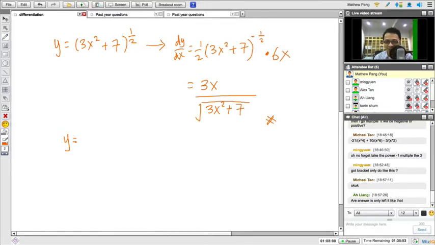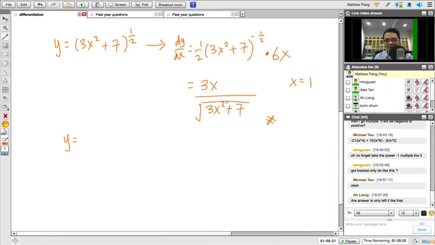The answer can just be left like that. Yes. Normally, if you ask about dy/dx, you can leave your answer like this. Of course, in the exam, they'll ask you to find a gradient. Then if they give you x equals 1, you're going to substitute x equals 1 into the whole equation. Then you solve it, and you will get a decimal maybe.